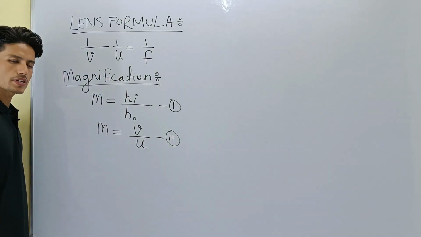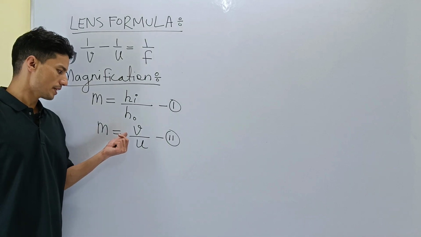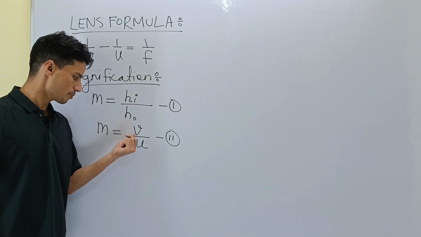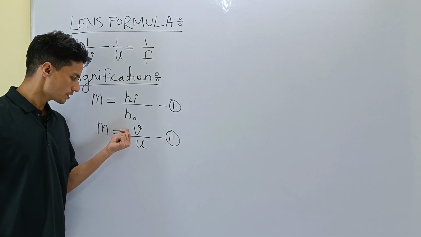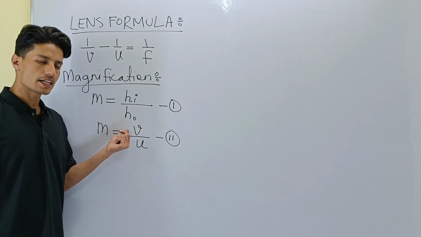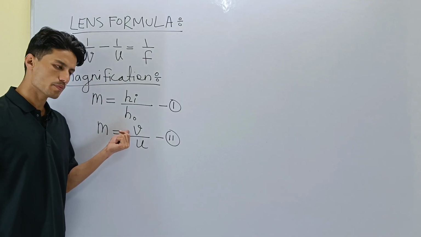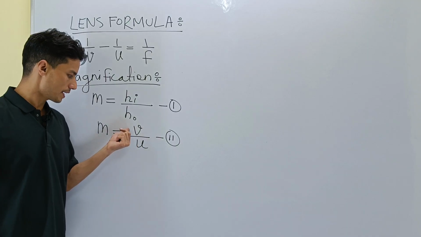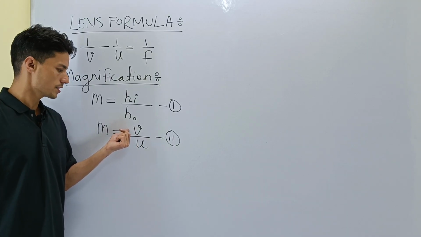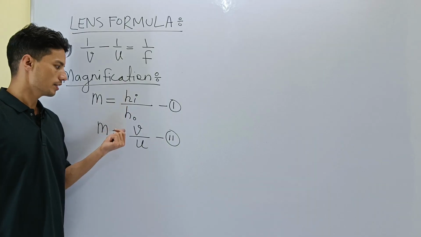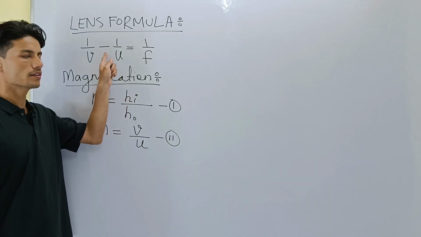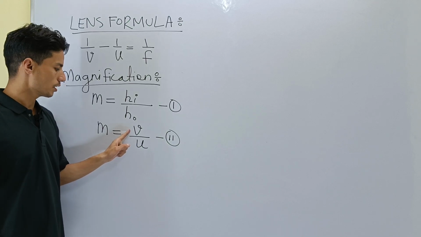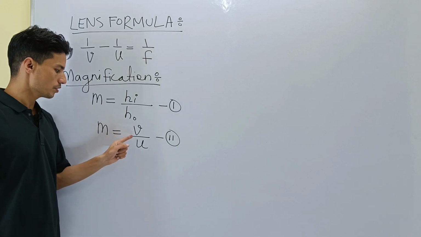Now there is also a slight change here. For mirrors, the second formula was minus V by U. In the lens formula we do not have the minus anymore, but in mirrors the second formula has the minus. Remember that. This is the second difference between lens and mirror. The first one is in the lens formula, and the second one is here, where you do not see the minus anymore. Now it is positive. So M is equal to V by U.